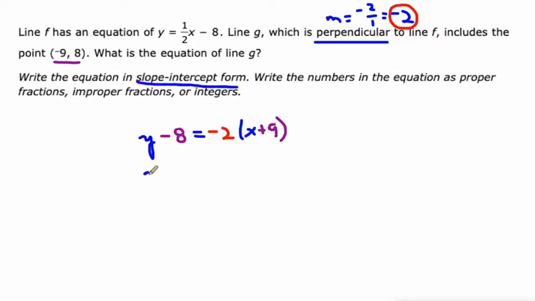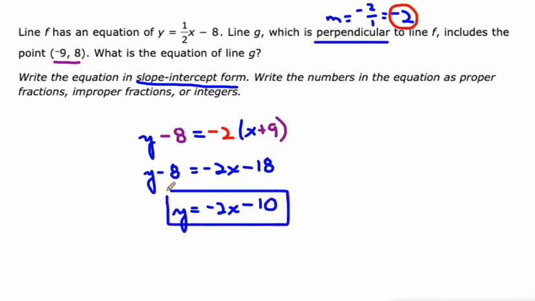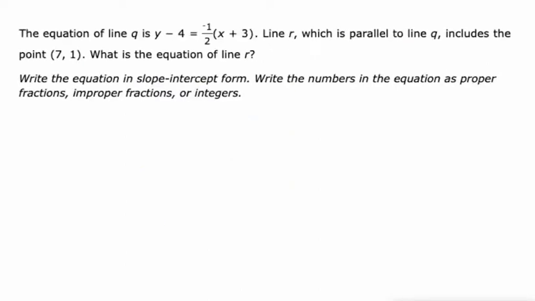We can do that in 2 steps again. Let's just distribute that -2, -2x minus 18, and then we'll add 8 to both sides. So y equals -2x minus 10. And there's our equation in slope intercept form. Let's do a few more.